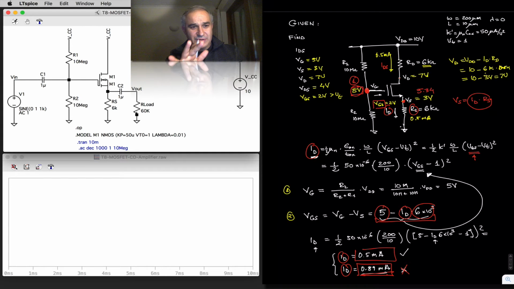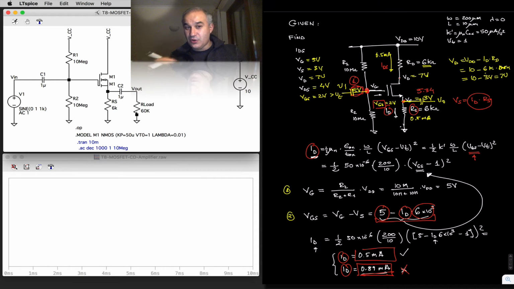Hello. So in the previous example, we used a 4-resistor network to bias a MOSFET. And since we had centered the gate, we could use this also to create a common drain amplifier, also known as a source follower. If we insert a signal here at the input, and we take the output at the source, we have a source follower or a common drain amplifier.